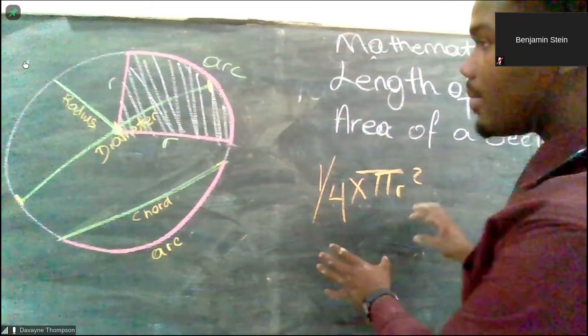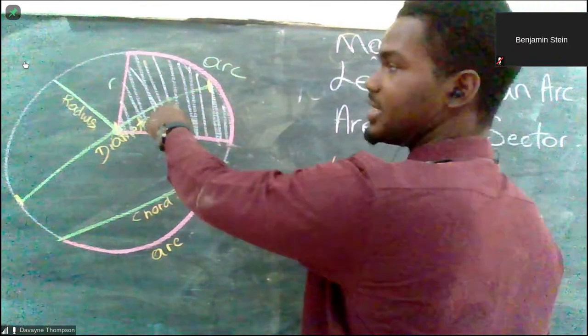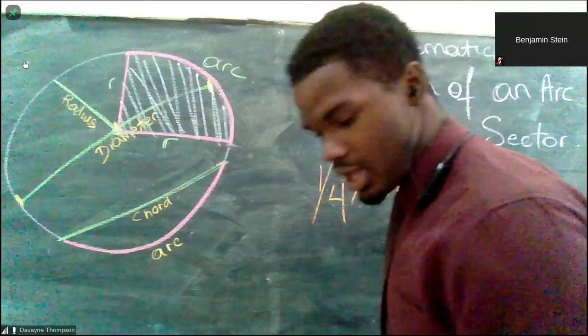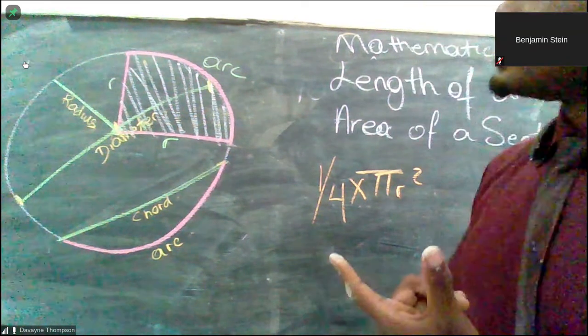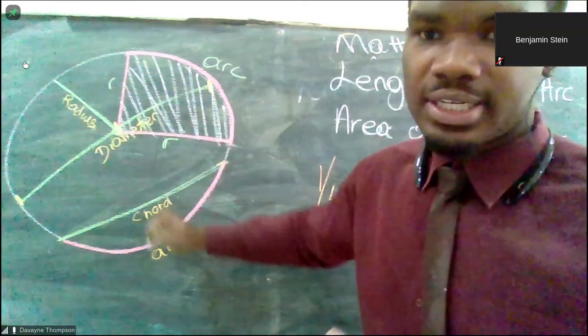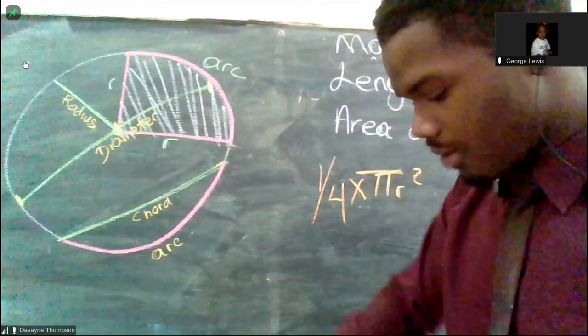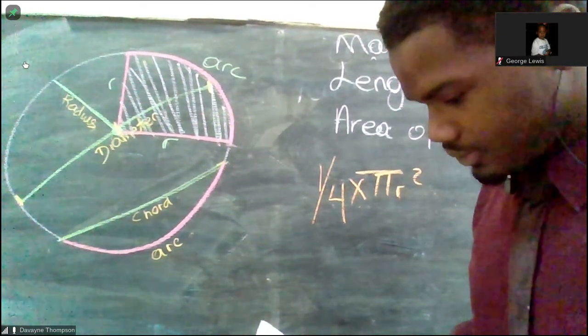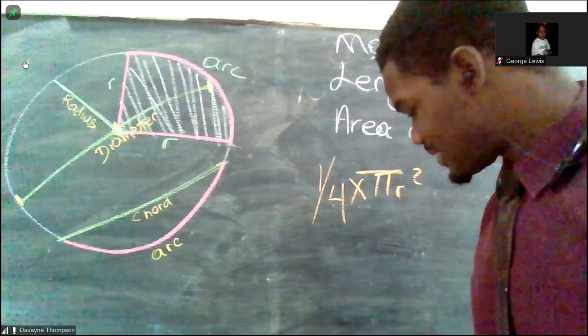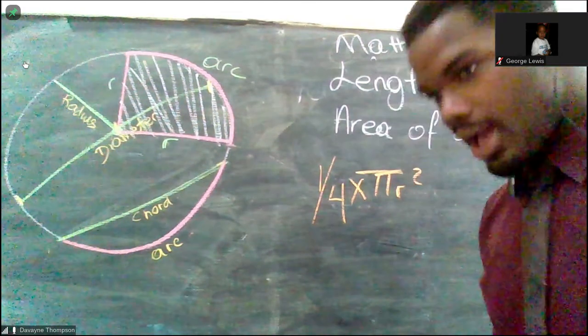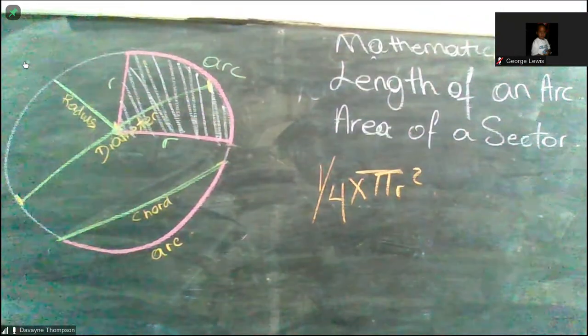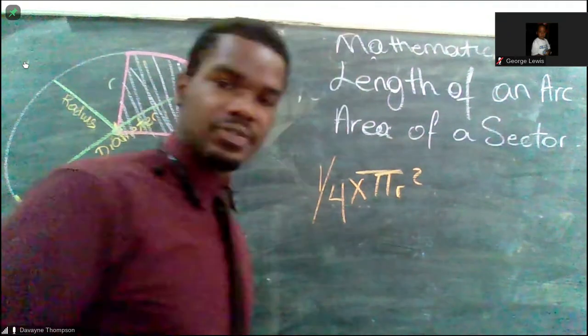But this formula can change depending on the area of the sector itself. So I'm going to show you another circle that has more than a quarter shaded, and you're going to tell me the formula. Here we go. What if I wanted to find the area of this sector? Look at this one, everybody.